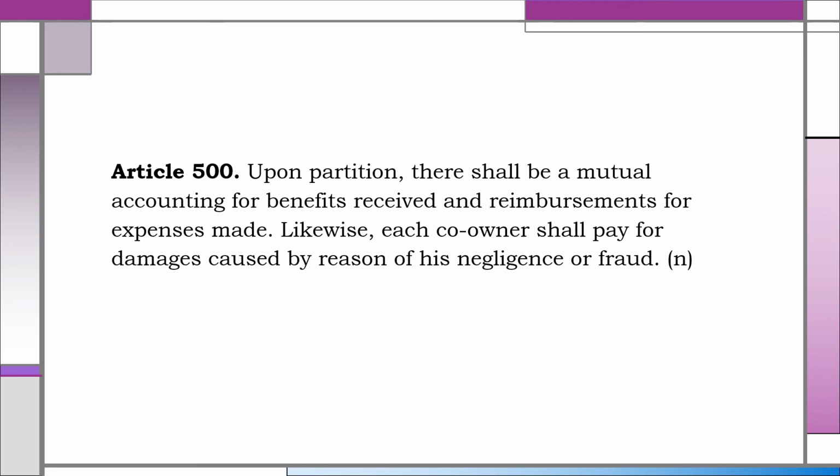Article 500. Upon partition, there shall be a mutual accounting for benefits received and reimbursements for expenses made. Likewise, each co-owner shall pay for the damages caused by reason of his negligence or fraud. The following are the effects of partition. 1. Mutual accounting for benefits received. 2. Mutual reimbursement for expenses. 3. Indemnity for damages in case of negligence or fraud.